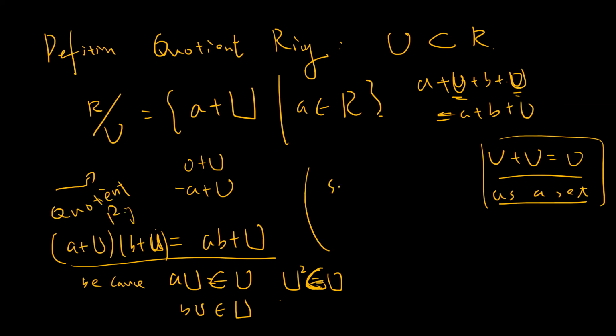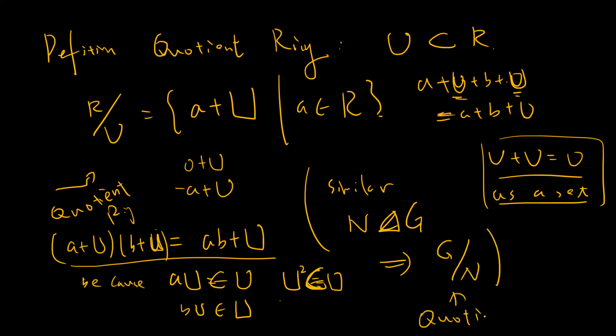Okay, so this is similar to what? Similar to if you get a so-called normal subgroup, then you can construct a quotient group. Okay, so quotient ring, quotient ideal, but the group quotient normal subgroup. So you can view the ideal as the generalization of the normal subgroup.